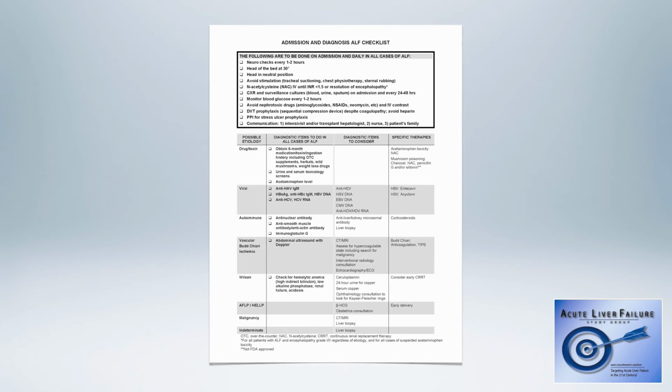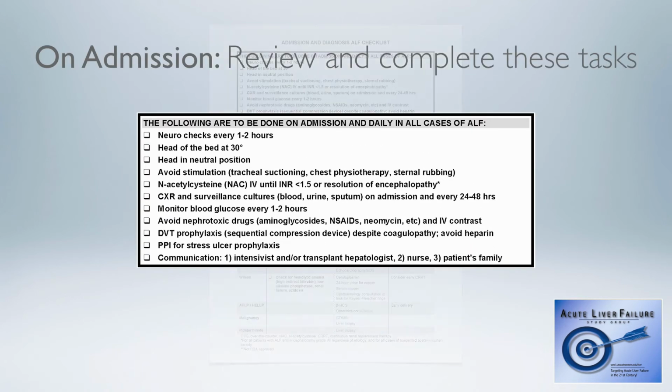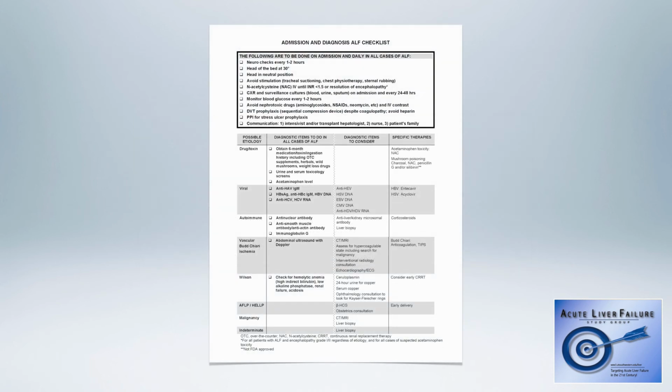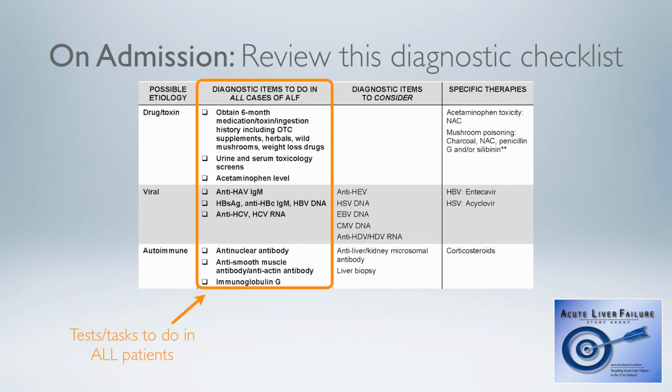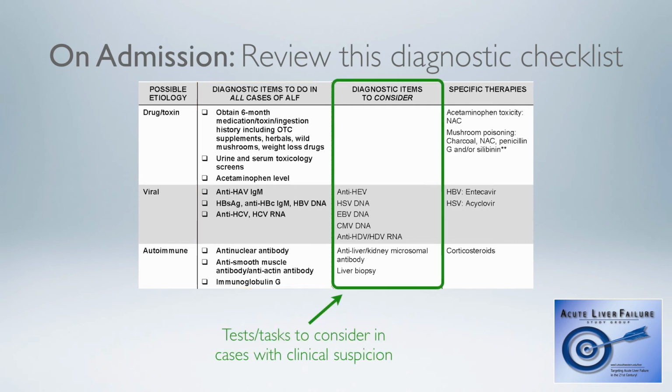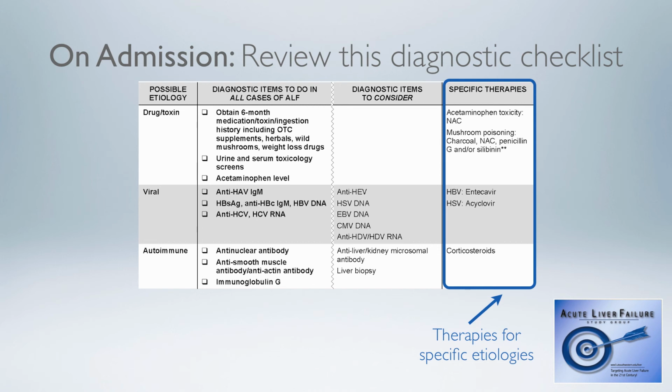Let's take a closer look at the admission and diagnosis checklist. At the top of this checklist is a box containing tasks that should be reviewed and completed on every patient with acute liver failure at the time of admission to the intensive care unit. At the bottom of this first checklist is a table of possible causes of acute liver failure. For each etiology, there is a list of tests and tasks that should be done in all cases of acute liver failure to help confirm or exclude that diagnosis. To the right of that column is a list of diagnostic items to consider depending on your clinical suspicion in that particular patient. The last column contains therapies for the specific etiologies.